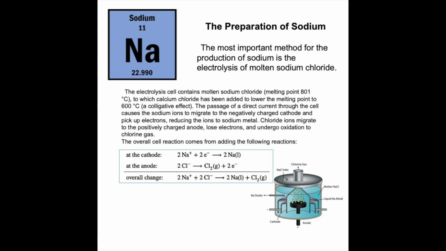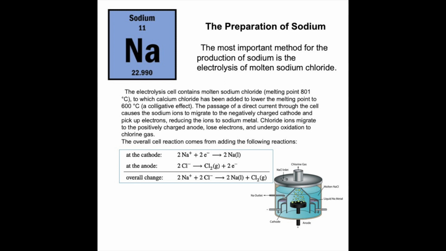The most important method for the production of sodium is the electrolysis of molten sodium chloride. The electrolysis cell contains molten sodium chloride, melting point 801 degrees C, to which calcium chloride has been added to lower the melting point to 600 degrees C. A colligative effect.